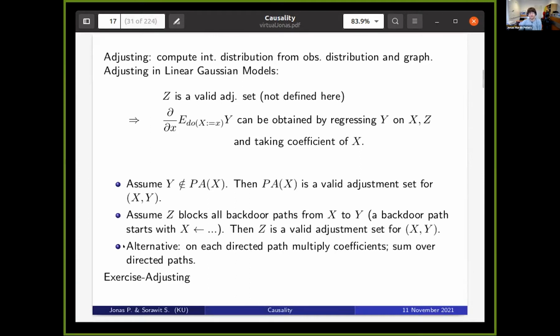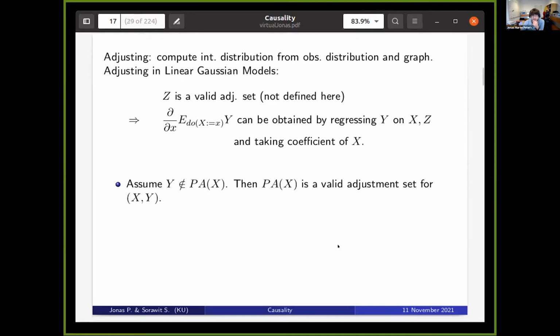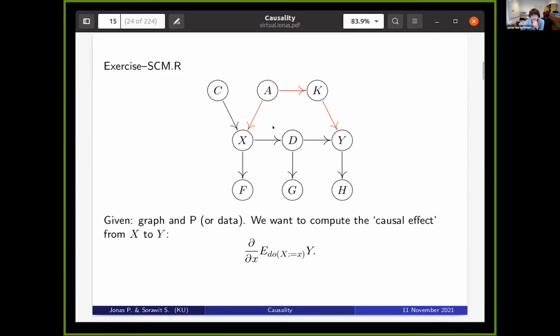Okay, and now one alternative, and this you can do if you are really given access to the full structural causal model. So if someone doesn't only write down the graph, but, very unrealistic in real life, writes down exactly the structural causal model, with all the coefficients, then an alternative is you just go through the directed paths between x and y, multiply the coefficients, and then sum over the directed paths. So here in this example, if you know the coefficients of these edges, you can just multiply them between x and d to y, and then you also get the causal effect here.